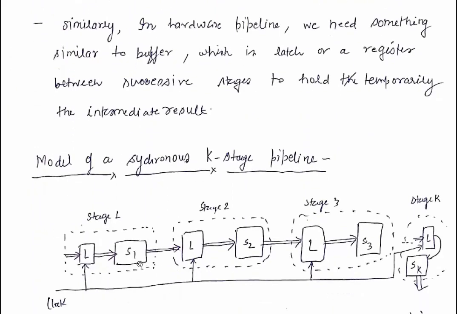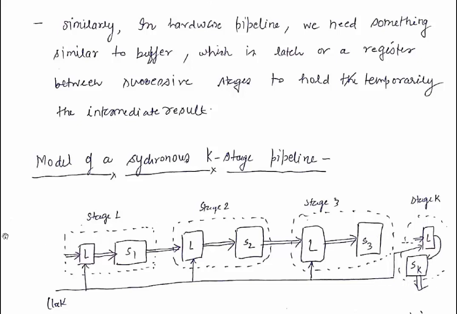Let's say we have divided our task into 3 stages. You can assume these 3 stages as washing, drying and ironing. So this stage is S1, this stage is represented by S2, this stage is represented by S3, and we can extend it to k number of stages, up to k.